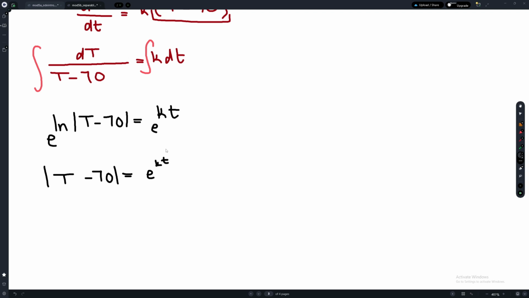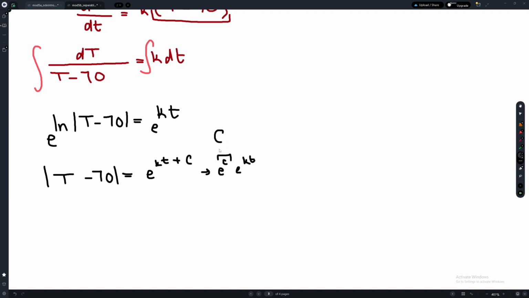And so what happens is, we have our plus C here. Okay, and then this splits into two things. So this splits into e to the C and e to the kt. This thing, we can represent it by, what do you guys want to represent it by?